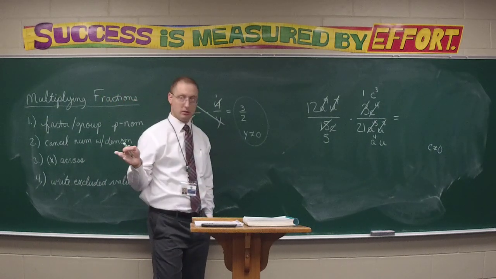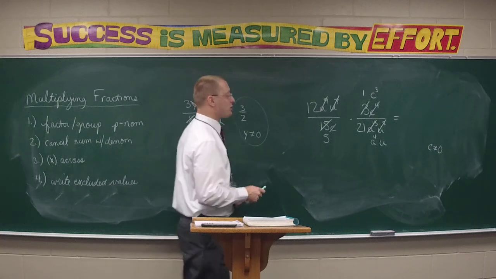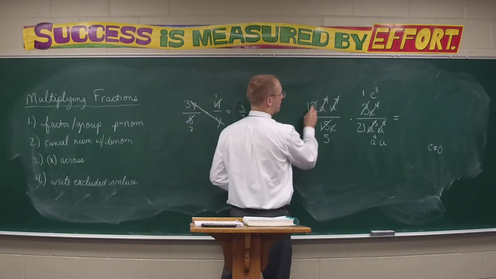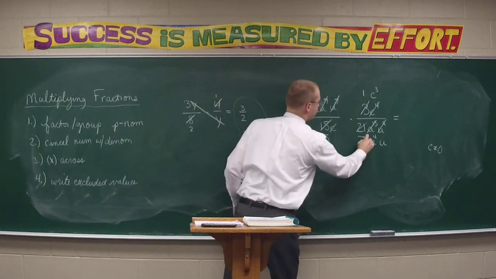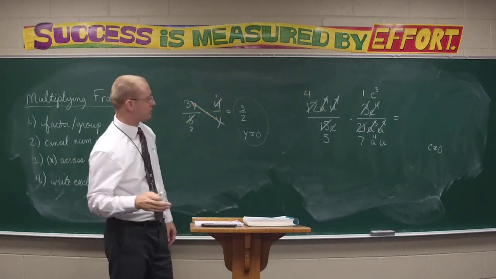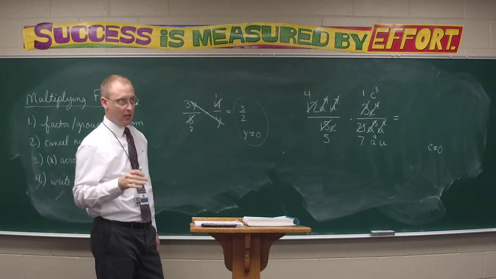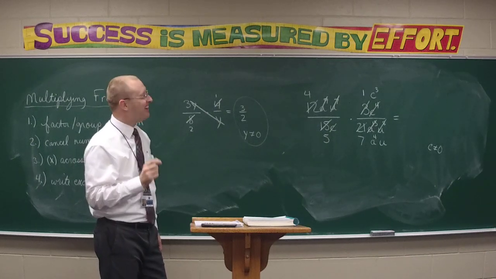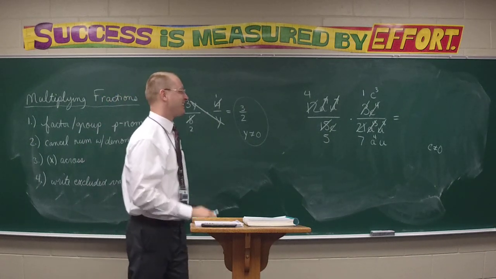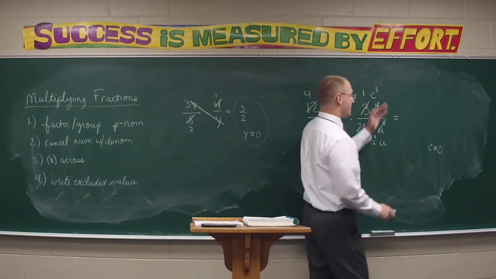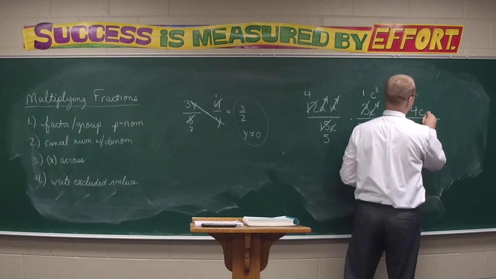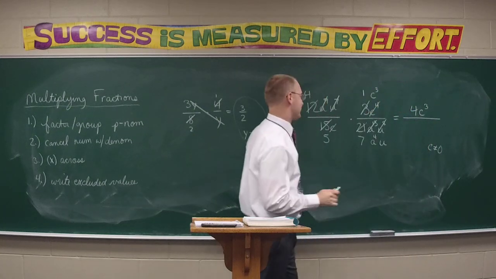All right, anything else cancel here? Anyone see anything? Is it 3? There is a 3 in the 12 and 21, to get 4 and 7. All right, anything else? Now here's the fun part. Not missing anything. What's left in the top? 4c cubed. 4, 1, and c cubed, which when you multiply gives, as you said, 4c cubed. What's left in the bottom?